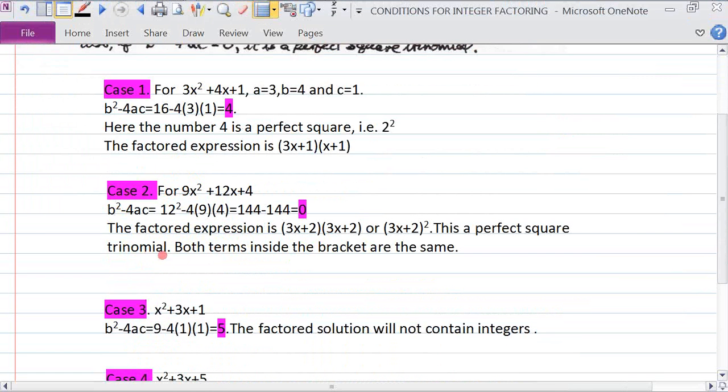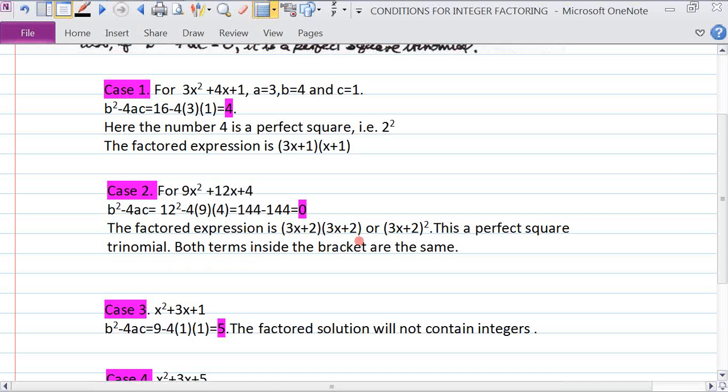Case 2 is a case like here, 3x plus 2 squared, 9x squared plus 12x plus 4. And in this case, b squared would be 12 squared minus 4ac, 4a and c. So when we multiply this out, 4 times 9 is 36. 36 times 4 is 144 minus 144. I get 0. This factored expression is a perfect square.